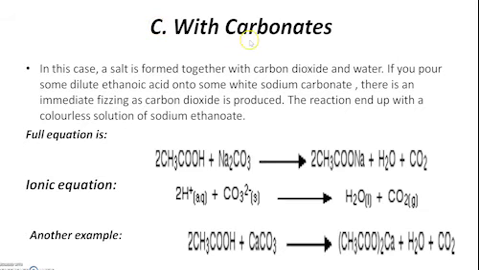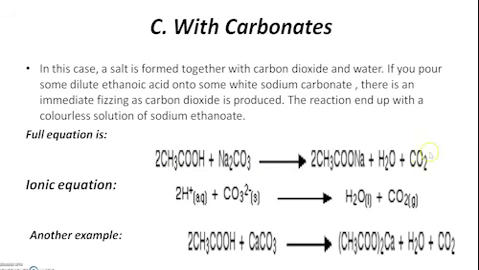With metal carbonates, for example, sodium carbonate, calcium carbonate, these all are metal carbonates. In this case, a salt forms together with carbon dioxide and water. If you pour some dilute ethanoic acid onto some white sodium carbonate, there is an immediate fizzing as carbon dioxide is produced. The reaction ends up with a colorless solution of sodium ethanoate. Salt is colorless.